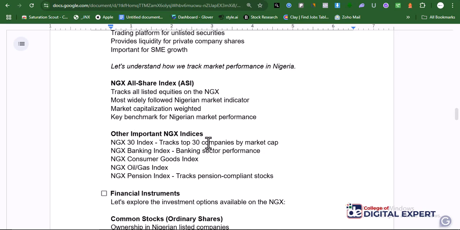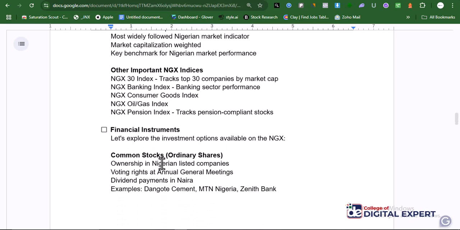Also, we have other important indices in Nigeria. The NGX 30, I just mentioned, which tracks the top 30 companies by market cap. We have the banking index, which tracks the banking sector performance. We have the consumer goods index, we have the oil and gas, and we have the NGX pension index, which tracks the pension compliance stocks.